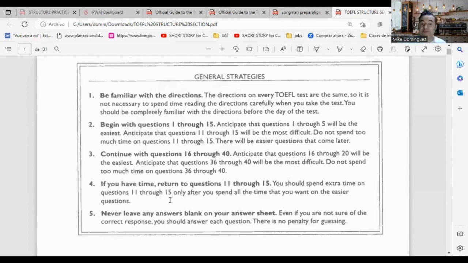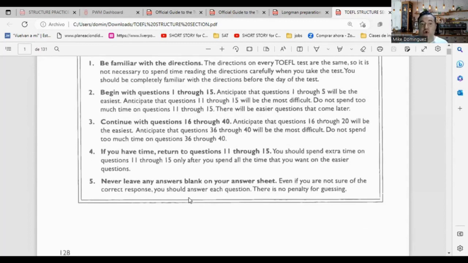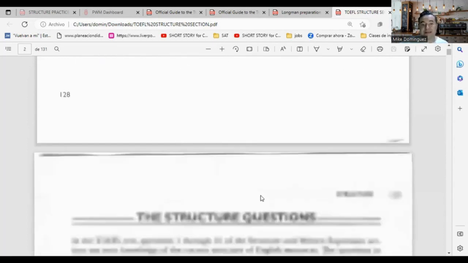If you have time, return to questions 11 to 15. Use this extra time to make sure that you answer correctly. Never, never, never leave any answers blank on your answer sheet. Even if you're not sure of the correct response, you should answer each question. There is no penalty for guessing.